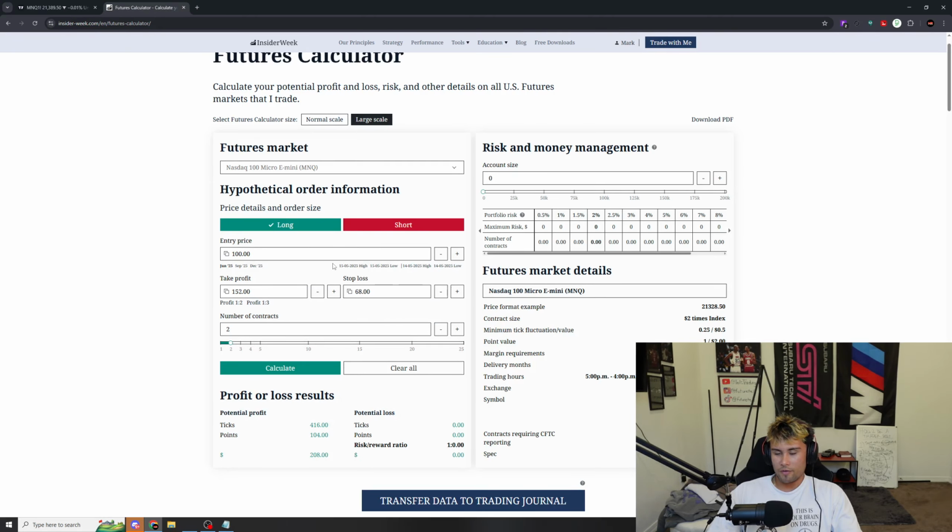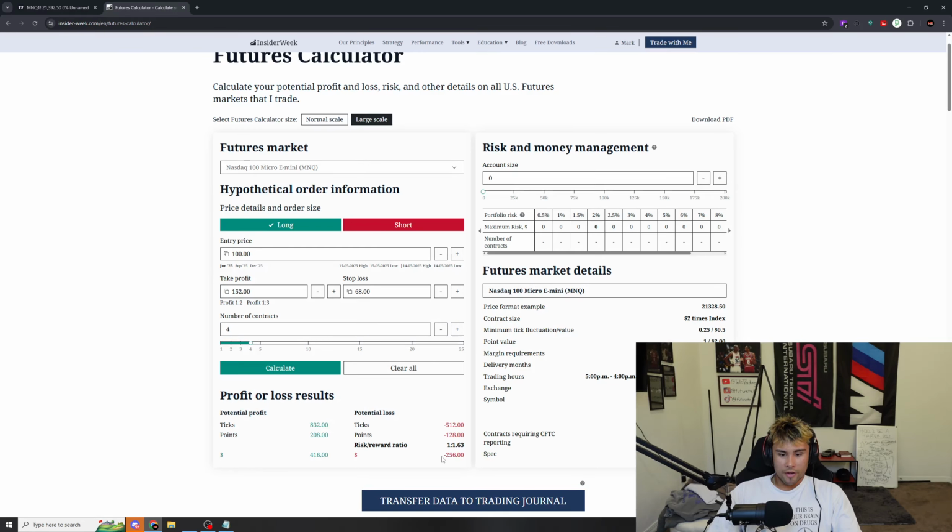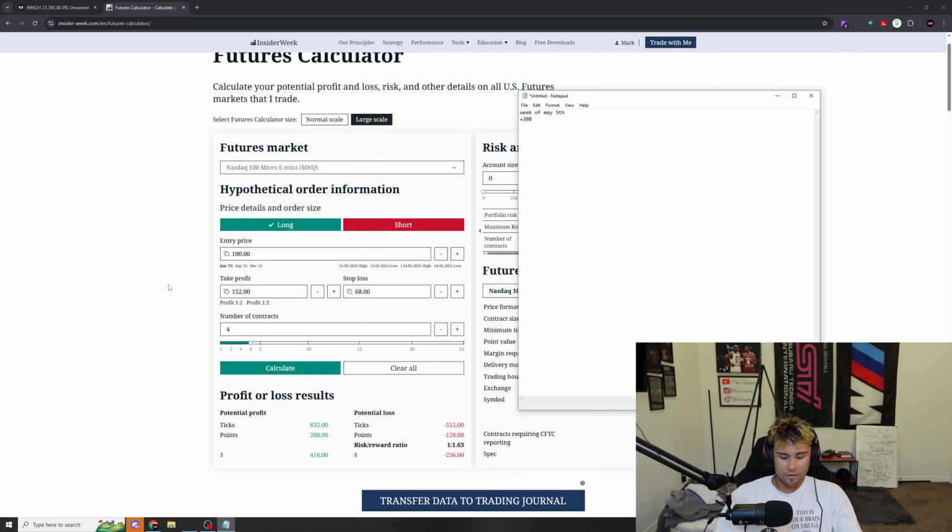Your entry was 100. If you wanted to calculate a 33-point stop or 32-point stop loss, you would do 100 minus 32. That would be 68 with 4 contracts. Now notice how I'm putting my full position here, because if I got stopped out, I would be getting stopped out of my full position, which would be 4 contracts. Boom, calculate. That means I would lose 256 on that trade. I would go back in here, and then I would write minus 256.